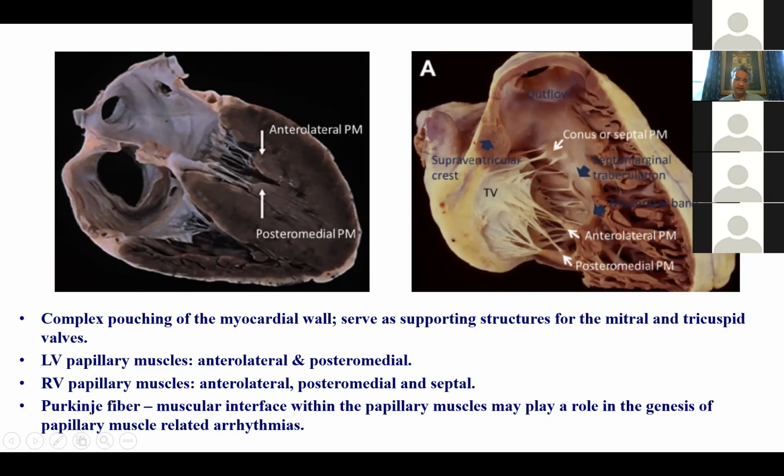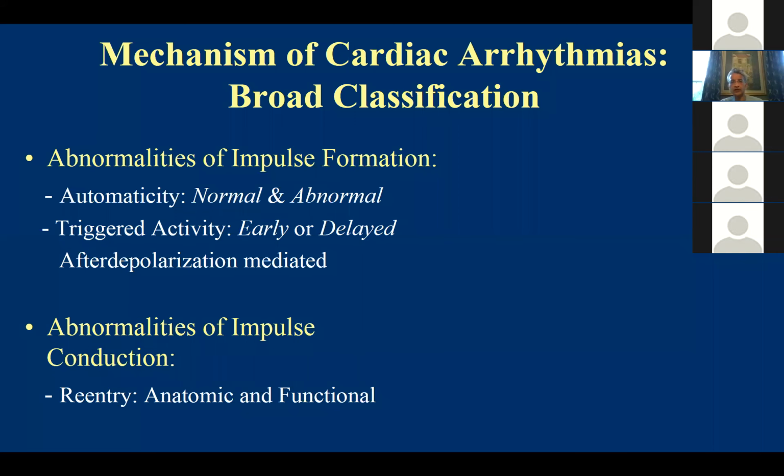Now, the papillary muscle itself obviously has an interface of the muscle with the Purkinje fiber network within them. And many believe that the arrhythmogenic potential of these structures is a result of this interplay of neural structures within the muscular bundles. So in terms of the mechanisms underlying cardiac arrhythmias as they relate to papillary muscle, if you think about cardiac arrhythmias in very generic terms, you can classify arrhythmogenesis into two broad categories.